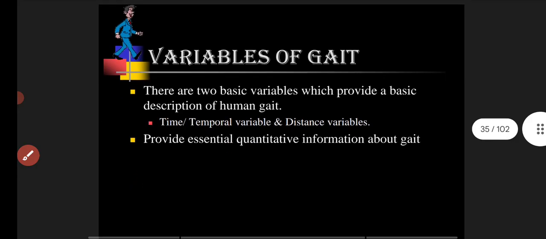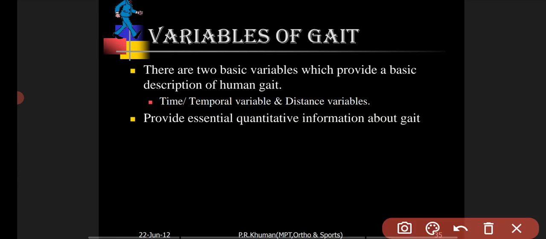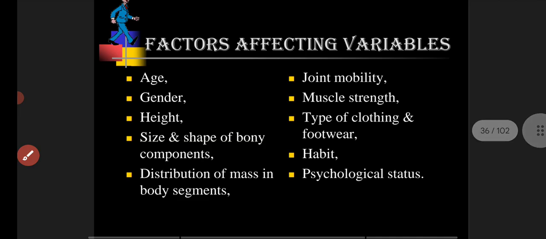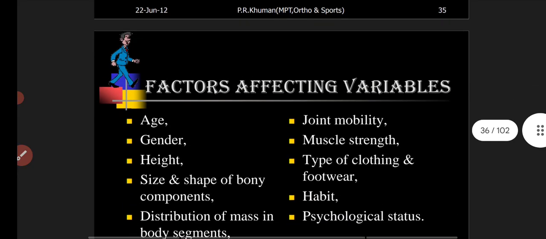Next, variables of gait. There are two basic variables which provide a basic description of gait. One is the time or temporal variable, and the second one is the distance variable. Next, the factors affecting the temporal variable and the distance variable.